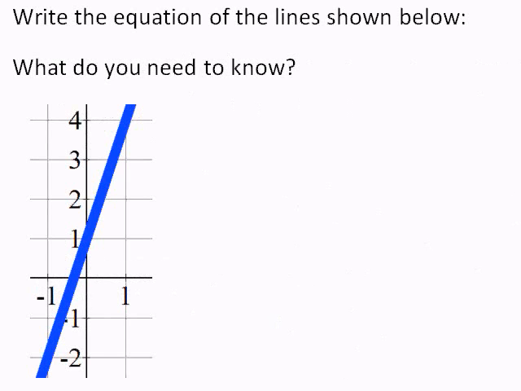The next thing you're going to be asked to do is to write the equation of a line from a graph. Well, it's not much different from when we had the questions before. We still need to write the equation in y equals mx plus b form. And in order to do that, we need to know what m is, and we need to know what b is.